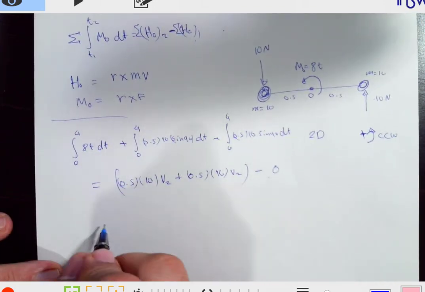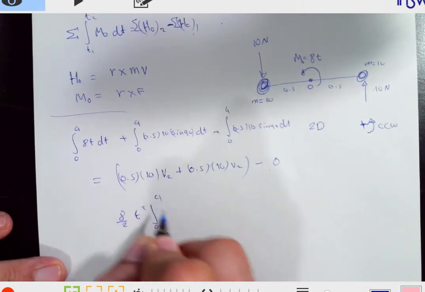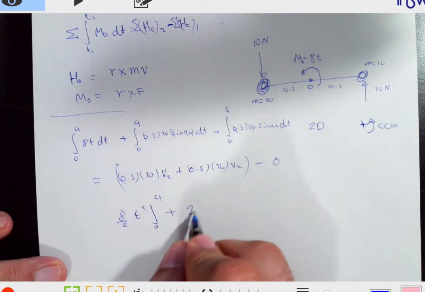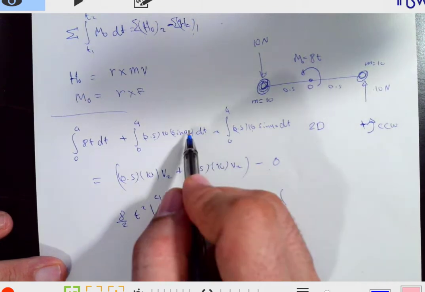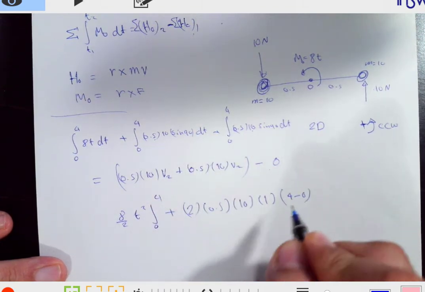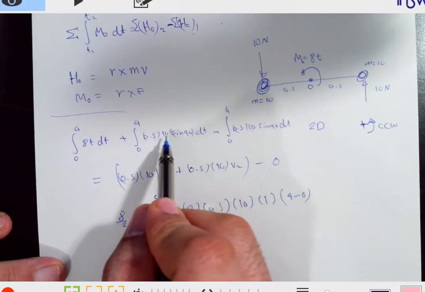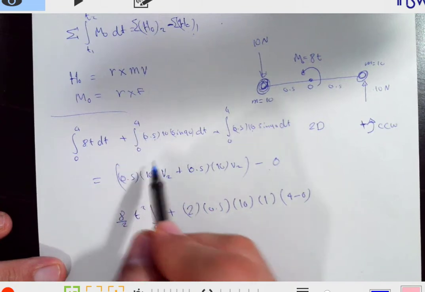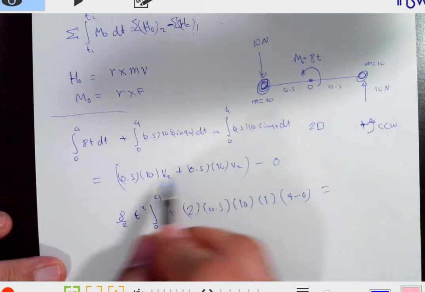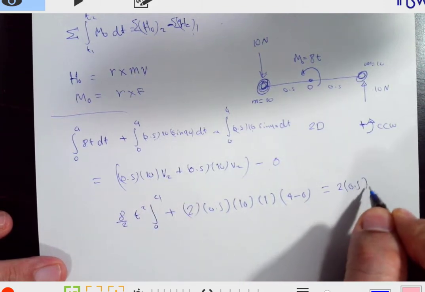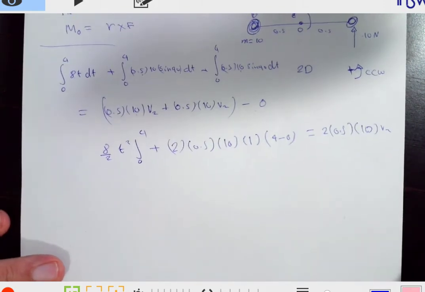So what we have here, we have 2 t squared from 0 to 4 plus these are equal, so this 2 by 0.5 by 10 by 1 by the time difference 0 to 4, because the integration of a constant is t, and then you substitute, become 4 minus 0, right? And that is equal, these are identical, so 2 by 0.5 by 10 by v2. So that's the equation that you got there.